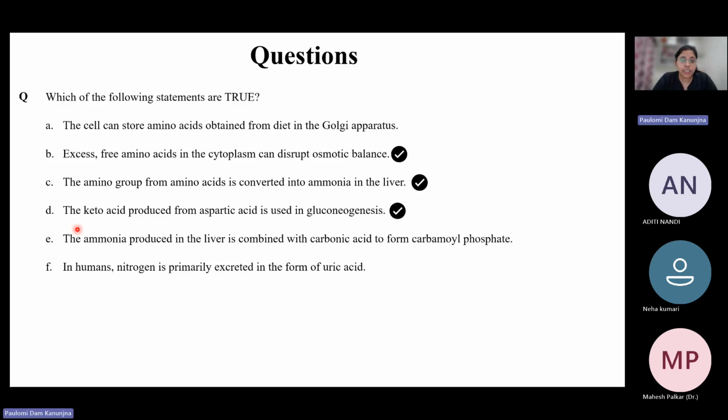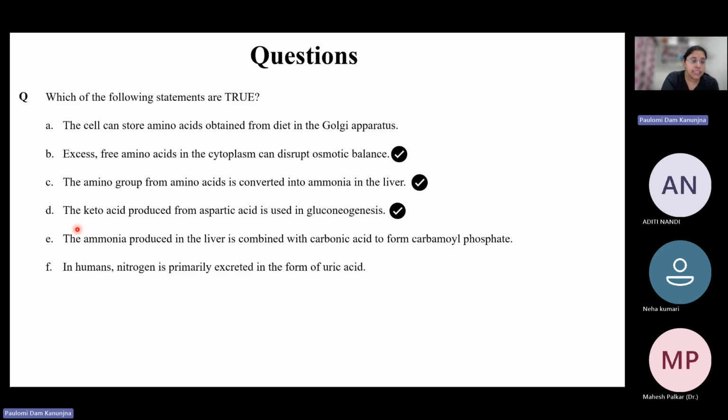Right. So the answer is B, C, D. Okay. Someone said E. I will come to it. Why I didn't see E is because I wanted to draw attention to something. But E, otherwise, is also correct.